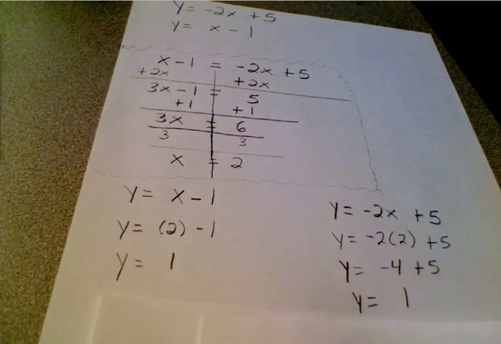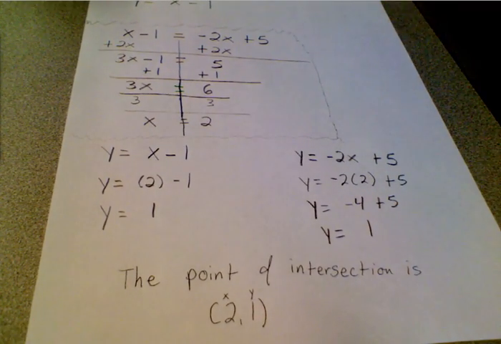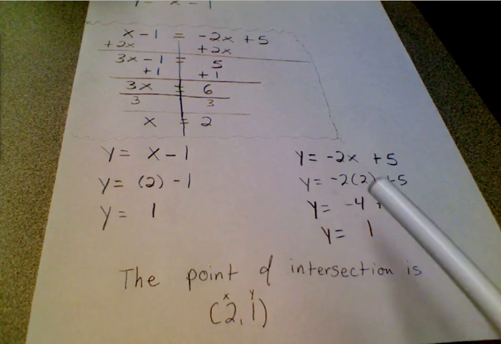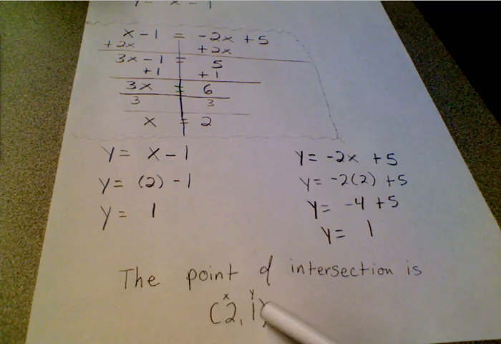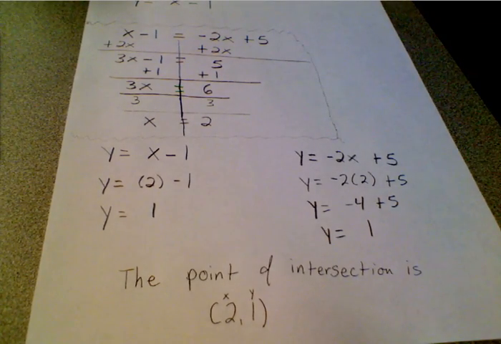All right, so then I'm just going to finish here with a statement that says the point of intersection is the point 2, 1. Again, x comes first, and then y. I'm just going to write that as an ordered pair. And so that is my solution to my system of equations. That is the point of intersection.